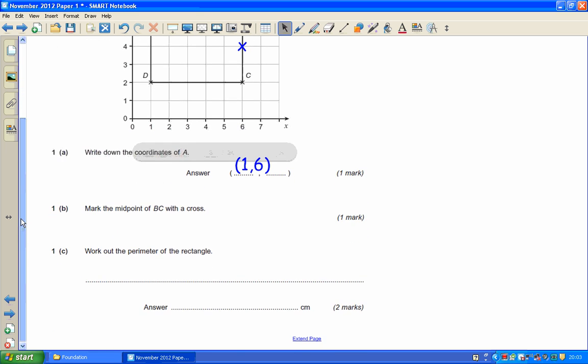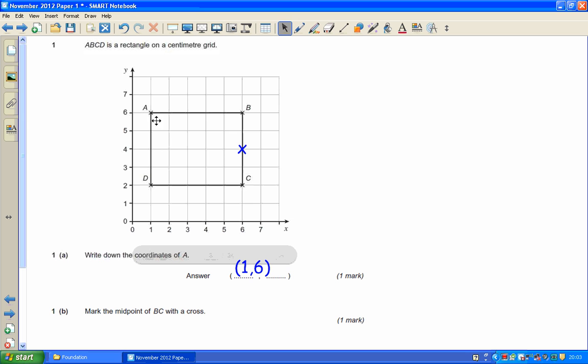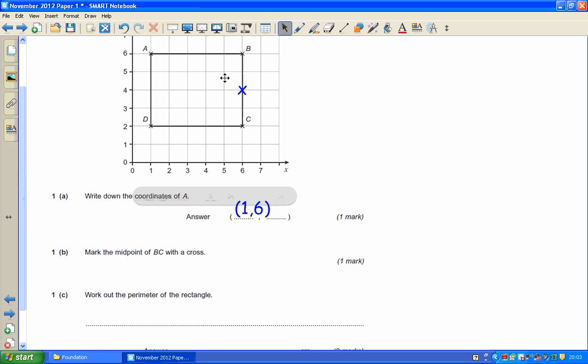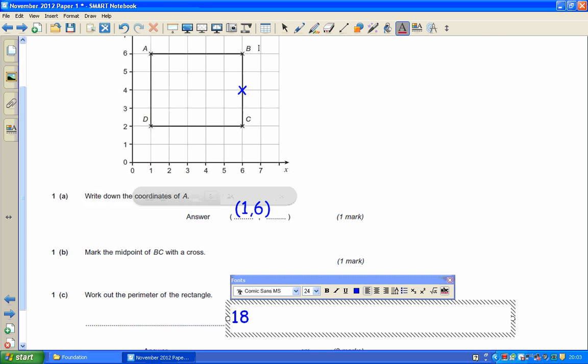Question C, work out the perimeter of the rectangle. Well, the perimeter is the distance around the outside, so we're just going to have to add up the squares around the outside. So starting at A, 1, 2, 3, 4, 5 on top, 6, 7, 8, 9, 10, 11, 12, 13, 14, 15, 16, 17, 18 squares all the way around. So the perimeter is 18.